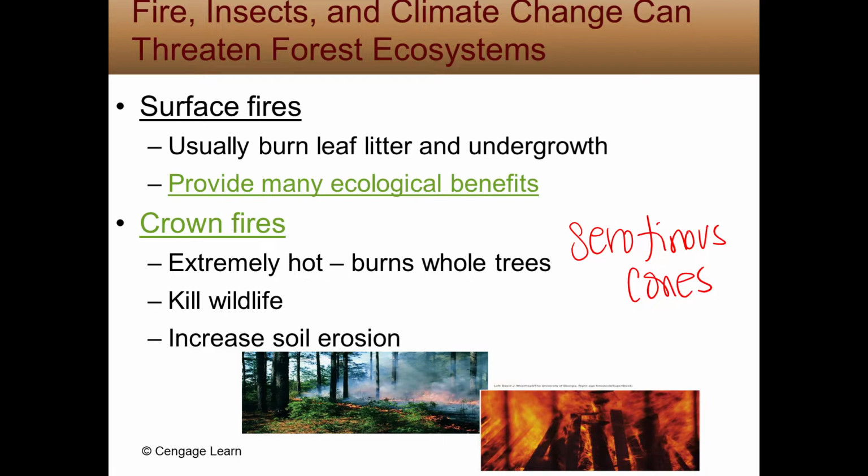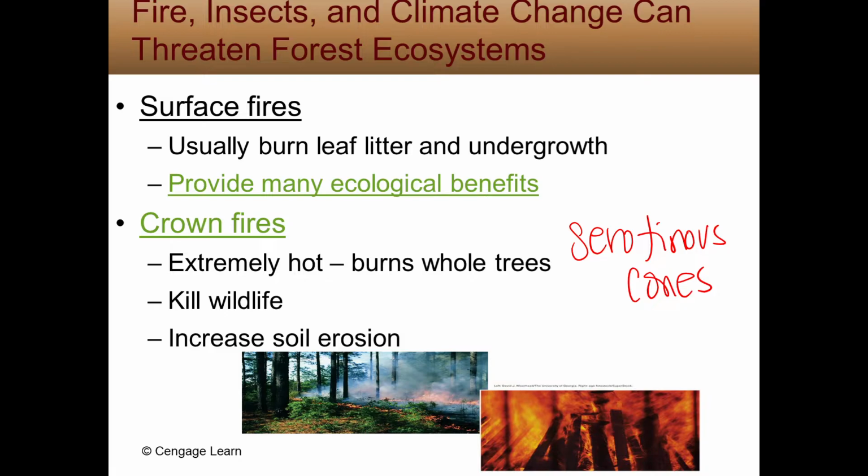So it stimulates germination. It frees up minerals that are kind of stored. So we're going to release some of the carbon again. And then the last one is it can help control some destructive insects and some tree diseases. So people, surface fires, good.